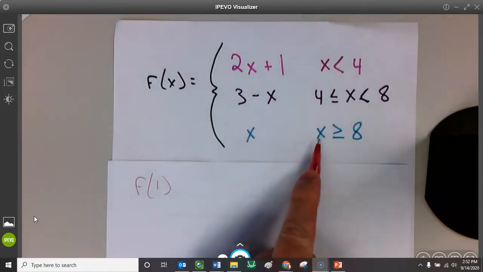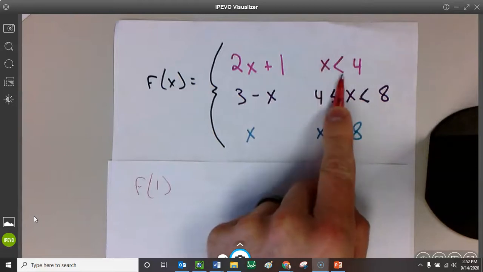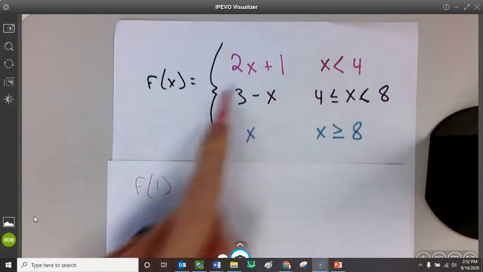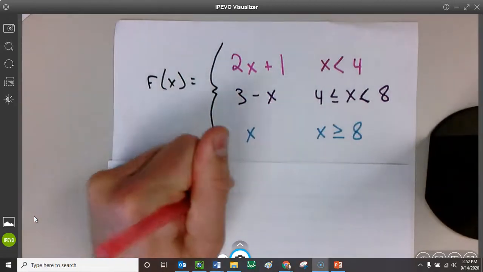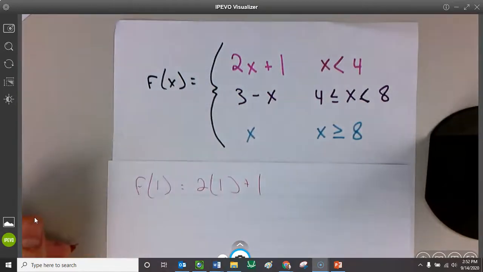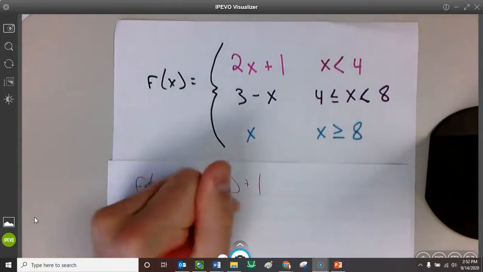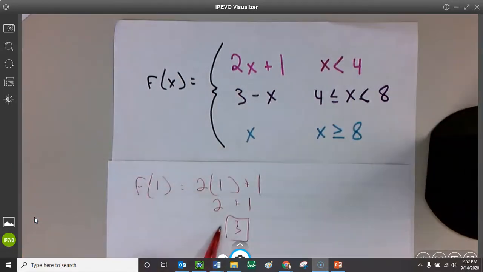So 1. Is 1 greater than 8? No. Is 1 between 4 and 8? No. Is 1 less than 4? Yes. Ding, ding, ding, ding. It's telling me to use the pink equation and do exactly what you guys just did a second ago. So I'm going to go to the pink equation. I'm going to take the x out. I'm going to put a 1 in its place. And then we evaluate. 2 times 1, 2. 2 plus 1, 3. And we're dancing. f of 1 equals 3.